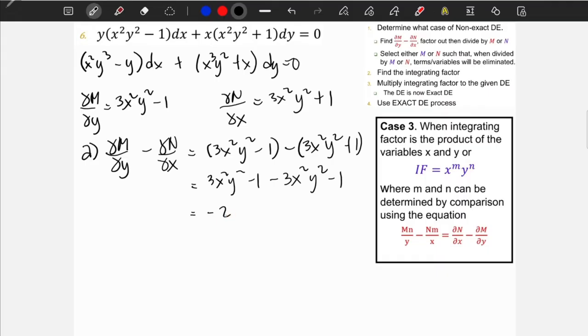Can we divide negative 2 by M or N? No, right? Because we cannot cancel out something if we divide negative 2 by M or N. So this is an example of case 3. Then we will follow this formula to get the values of m and n, so that we will get the IF for case 3.